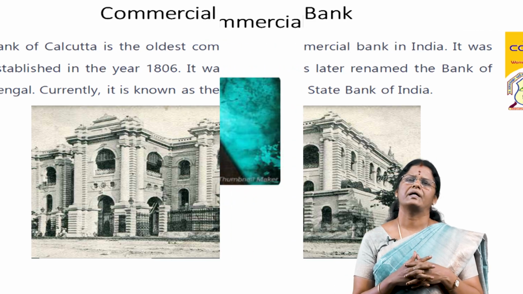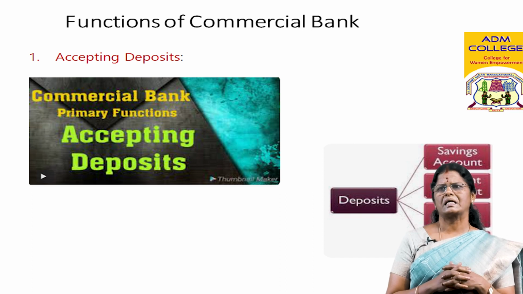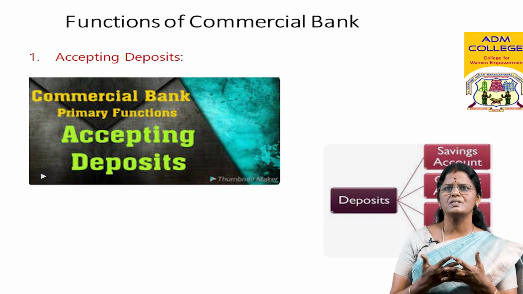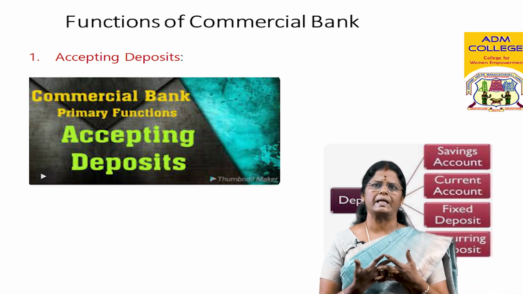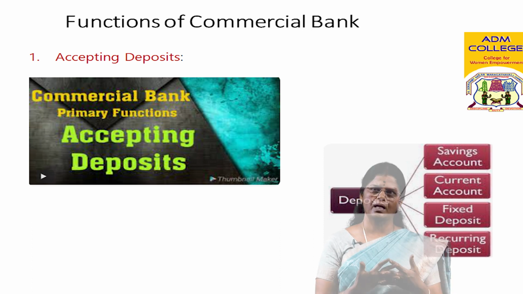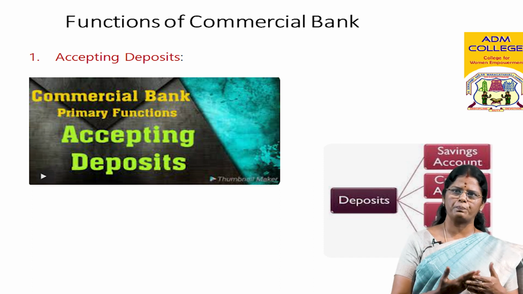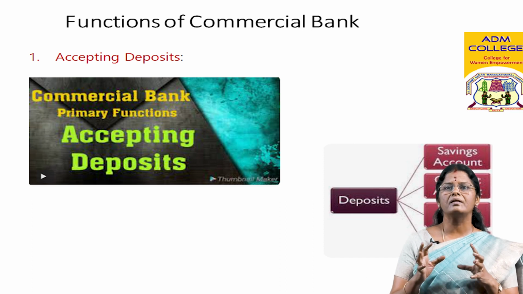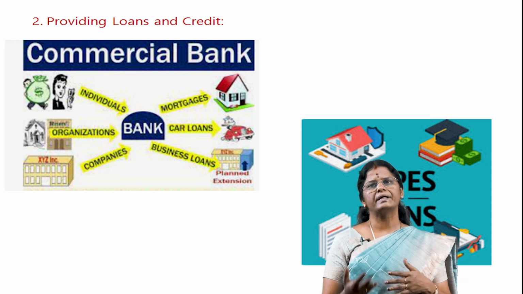Functions of commercial bank. Let us see the functions of commercial banks. Accepting deposits. Commercial banks are a safe place for individuals, business, and organizations to deposit their money. They accept various types of deposits including current accounts, savings accounts, fixed deposits, and recurring deposits. By accepting deposits, commercial banks provide a secure place for people to store their funds while earning interest on their balances. Then, providing loans and credit.